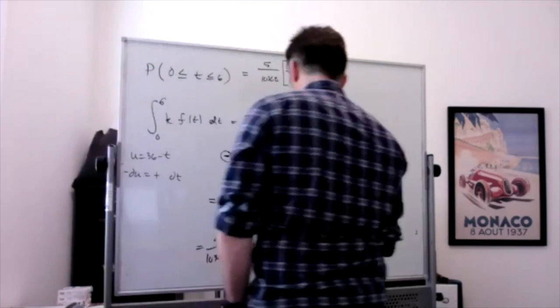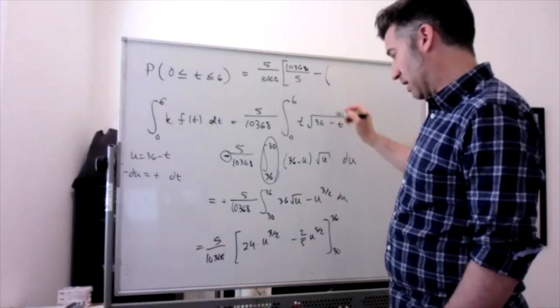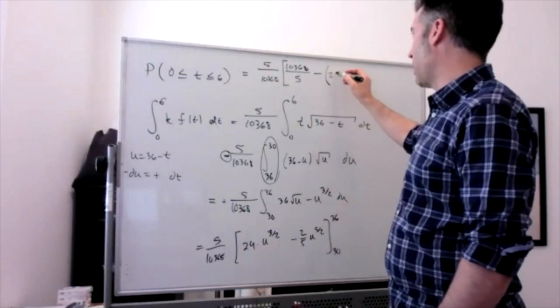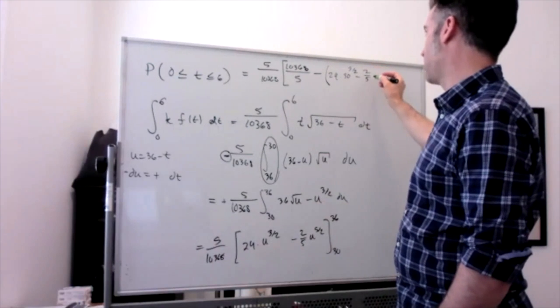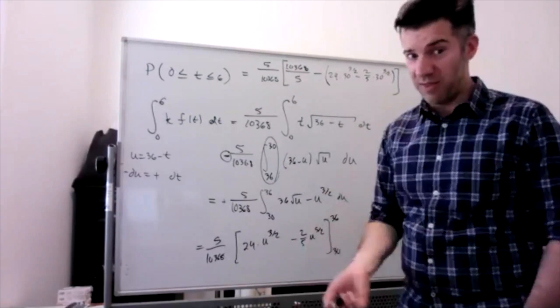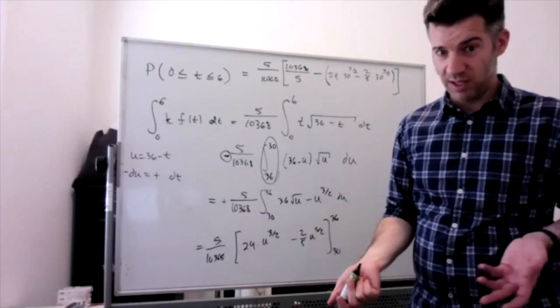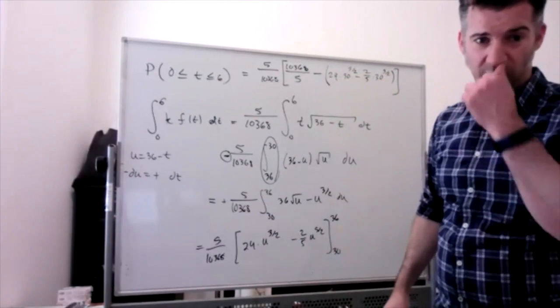And when I plug in 30, it's super incredibly awful. It's 24 times 30 to the 3 halves minus 2/5 times 30 to the 5 halves. And there's really nothing you can do about that. It's just gross. I would probably just type that giant mess into WebWork and be done with it.